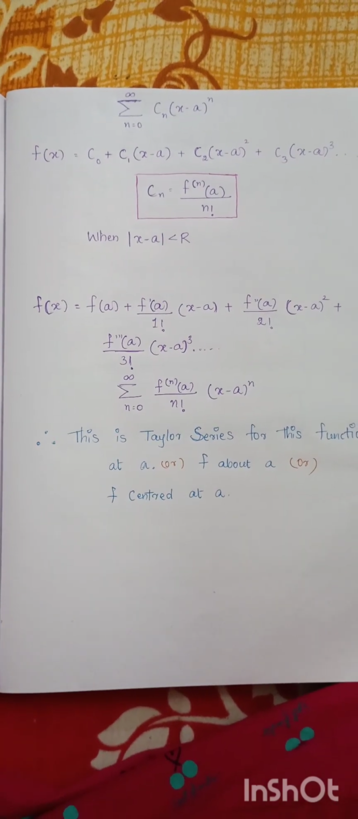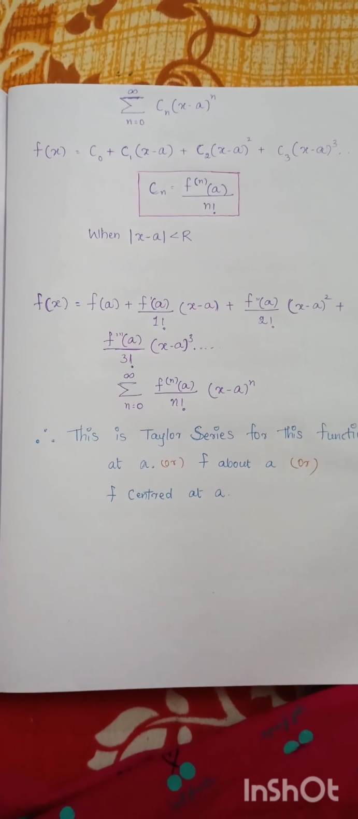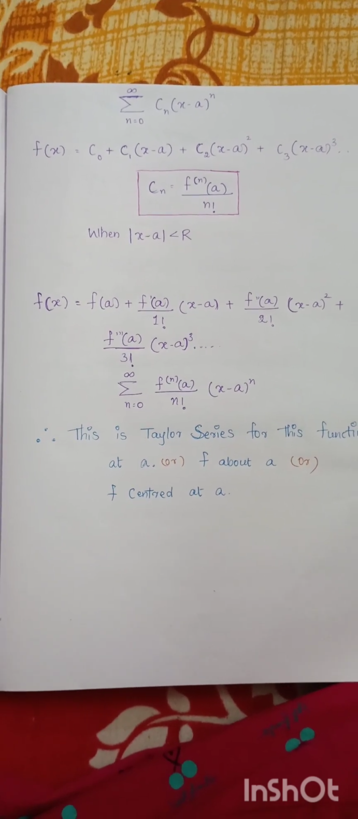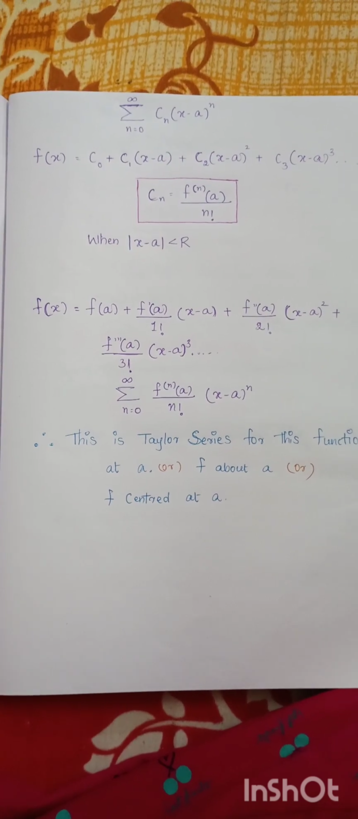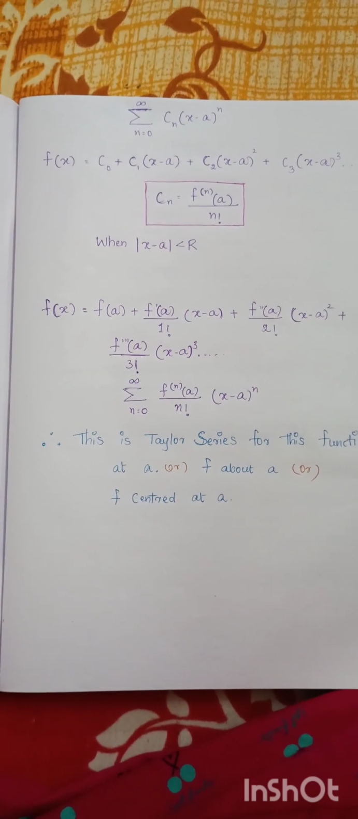We can therefore set up an expression to find the nth coefficient of the series. c sub n equals the nth derivative of f evaluated at a divided by n factorial.